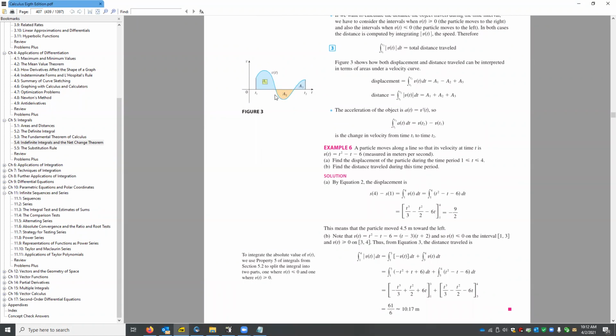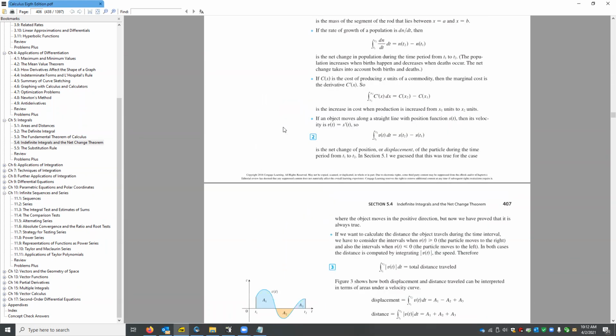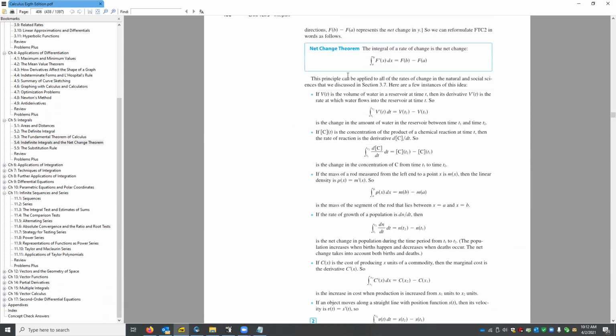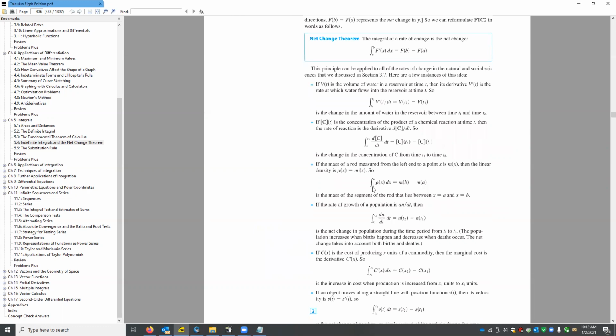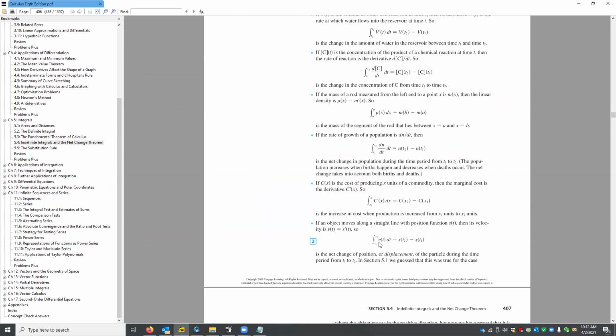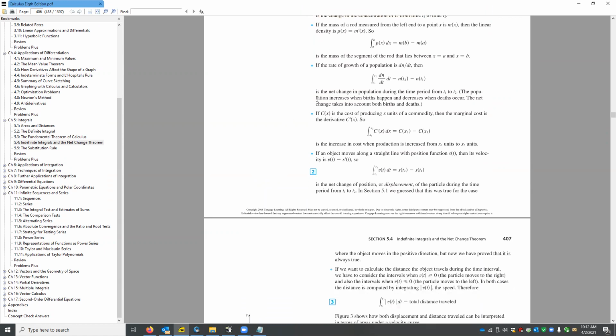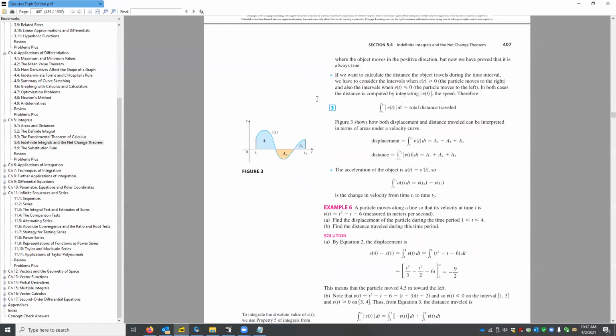The idea is that the integral would measure this as negative. But if we want to measure distance rather than displacement, we need to measure this as positive along with those. So it would be wise, I'll say it one more time, for you to read section 5.4. The other examples here are not anywhere near as important as the kinematics examples. But they're worth familiarizing yourself with, especially if you intend to go into chemistry, analytic chemistry at least.